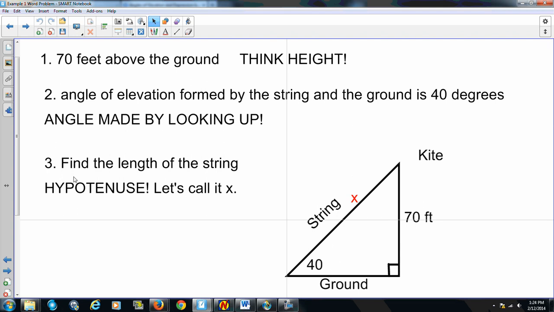And then finally I was given to find the length of the string. Well, my string is my hypotenuse, so that's what I'm looking for, and I marked it X. So the first thing I did was look at the information that I had and figure out where it went, and then I looked for the information that I needed and marked it, and I named it X.